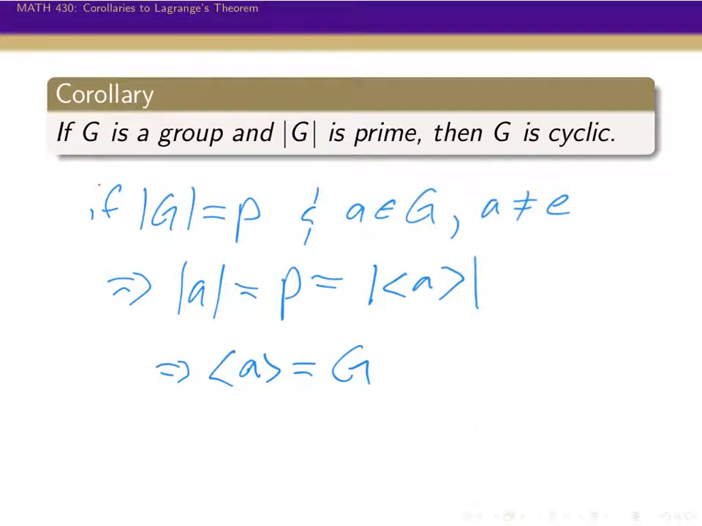Okay, so really this actually proves more than this, that if you have a group G and its order is prime, then not only is it cyclic, but it's actually generated by every non-identity element of G. So if you take anything of order 17 that's not the identity, it actually is going to generate the entire group.